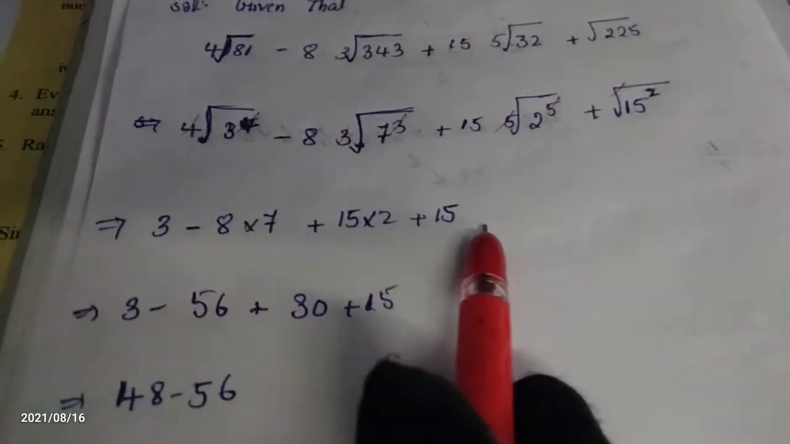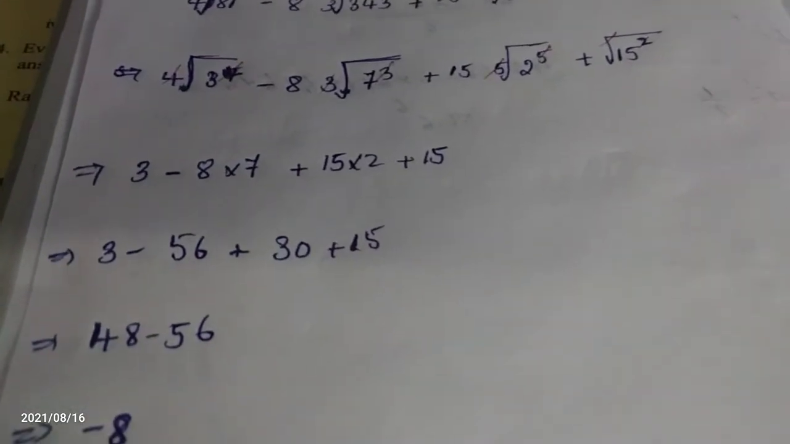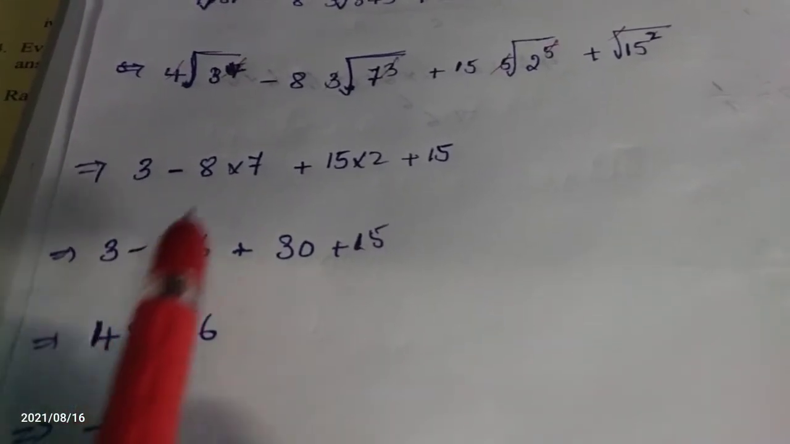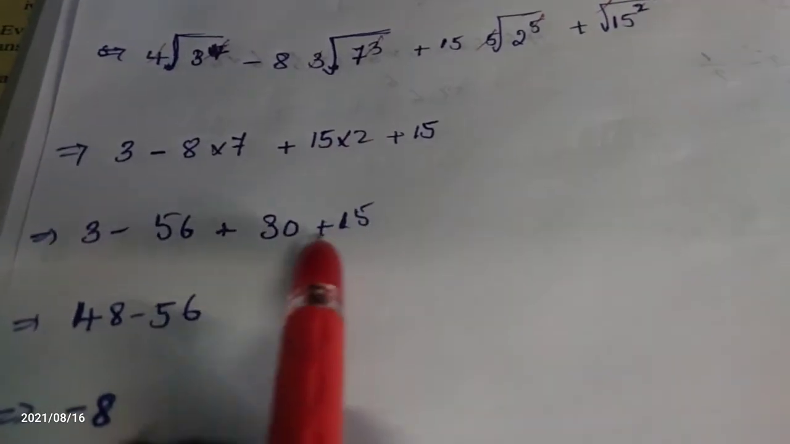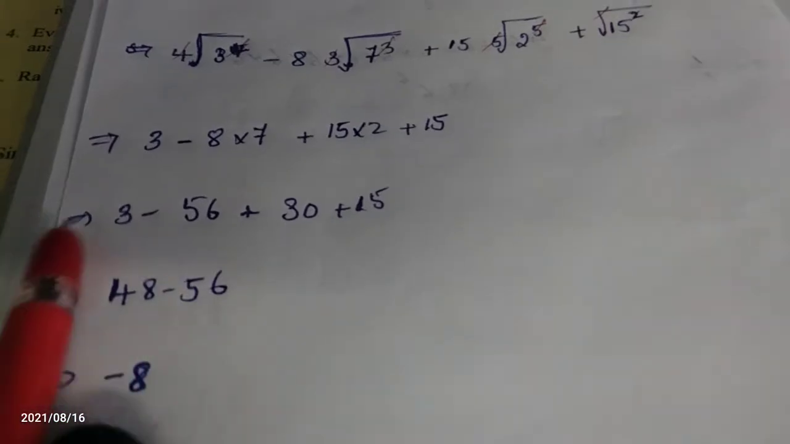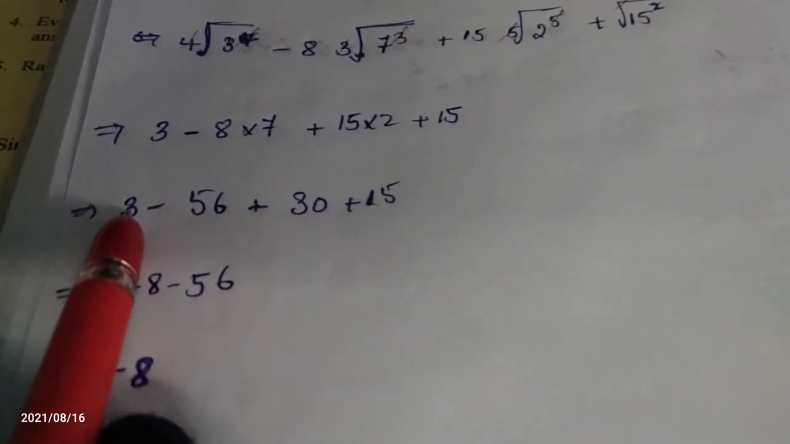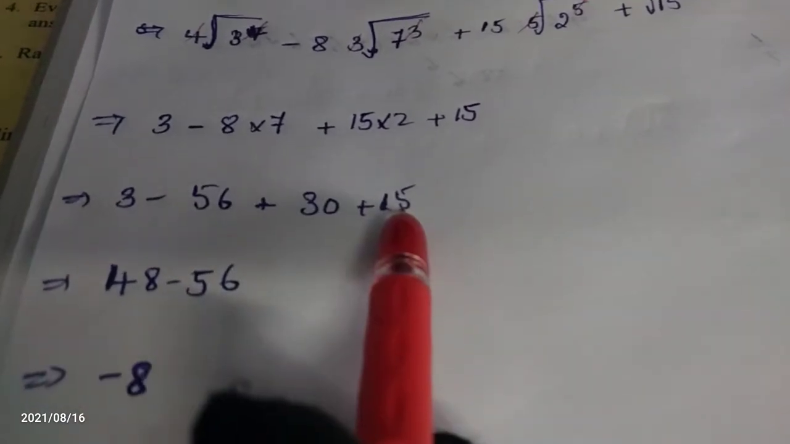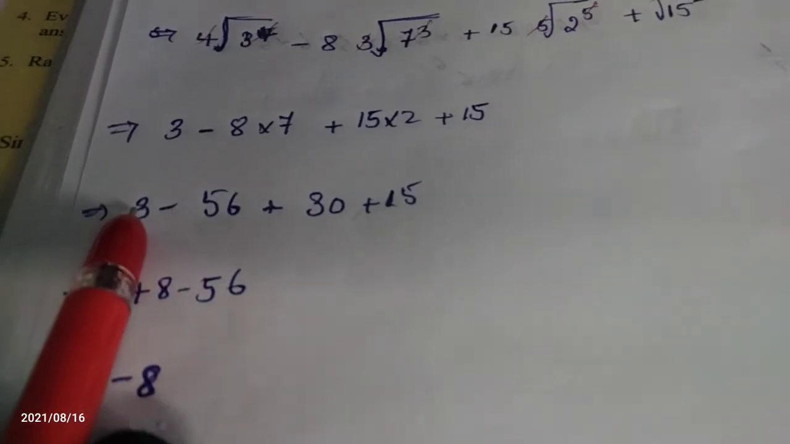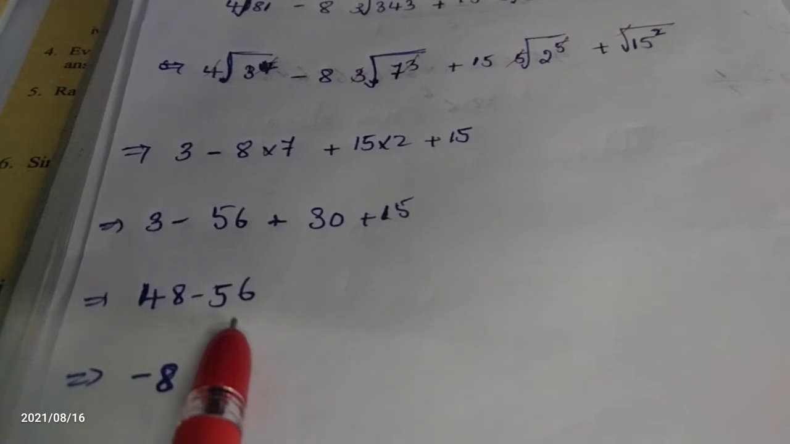This is the step. In the first step, you have to remember how to change the numbers. The remaining part is easy. 3 minus 8 times 7 is 56, plus 15 times 2 is 30, plus 15 as it is. First we have to add the positive numbers, then subtract the negative number. Plus 30 plus 15 gives 45, and 45 plus 3 is 48. So plus 48, and again minus 56 as it is.